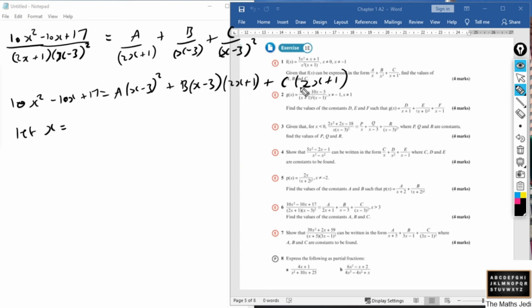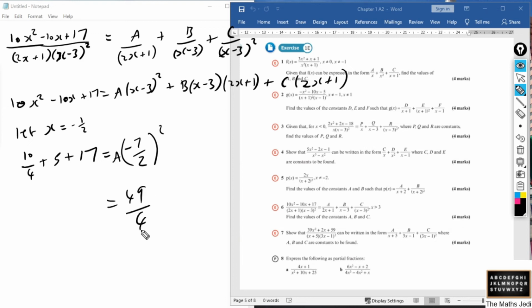Again, we're going to put values of x in, so if I wanted to get rid of b and c and leave me with a, I'd have minus a half. That would work, so let's do that. Minus a half gets rid of this one, gets rid of that one, leaves me with a. So you have to be careful with the algebra. A half squared is a quarter, so 10 over 4. Two negatives make a plus, so that's going to be plus 5, and then plus 17 on the left-hand side, and then minus a half minus 3. That's going to be minus 3.5, so that's minus 7 over 2 squared. That's going to get you 49 over 4.